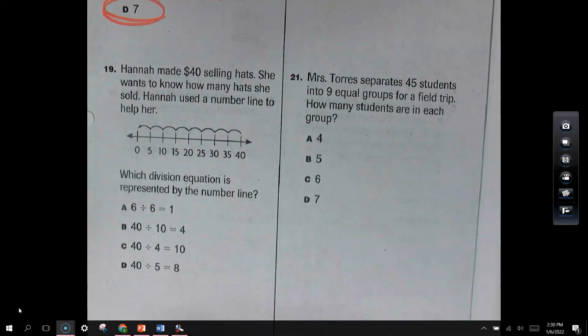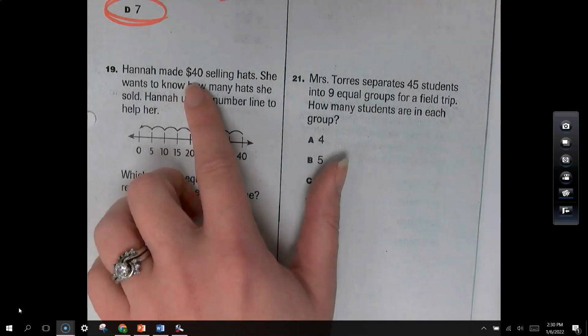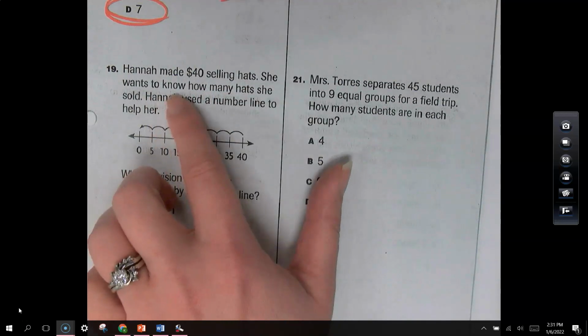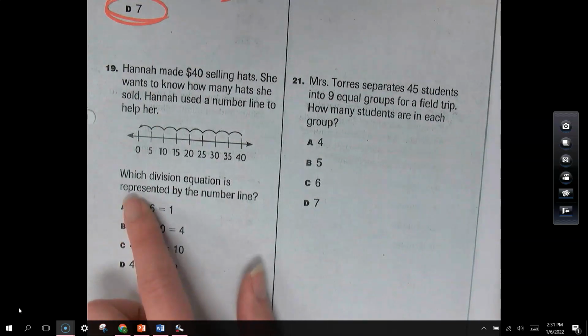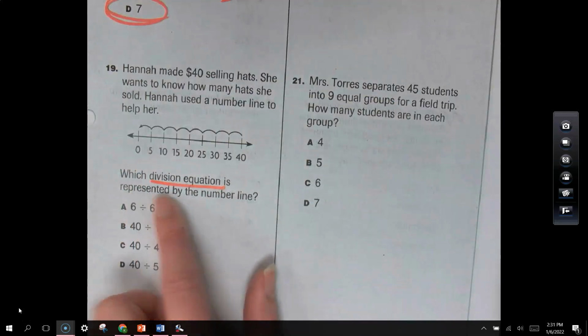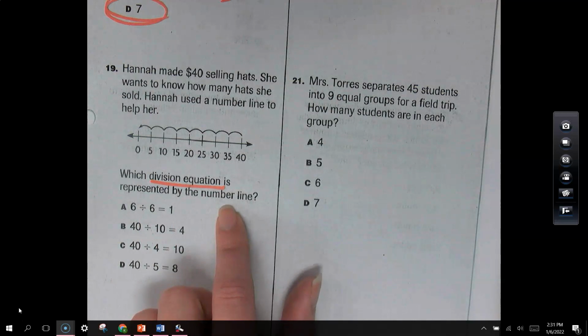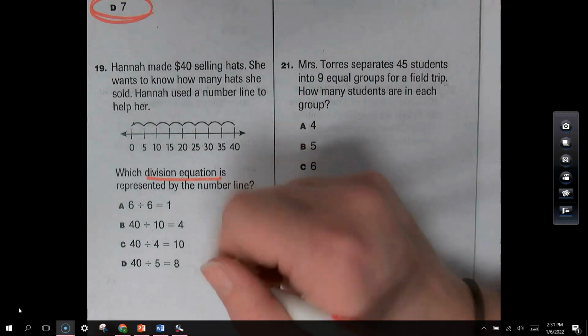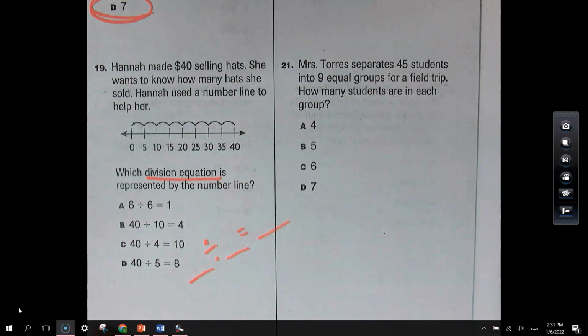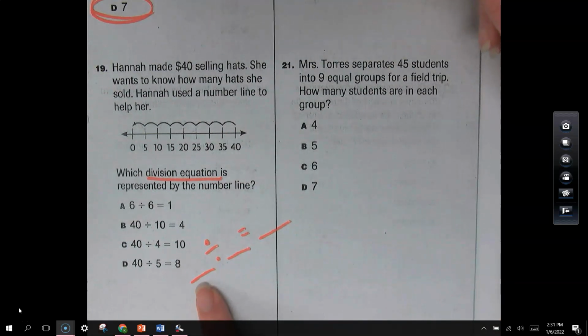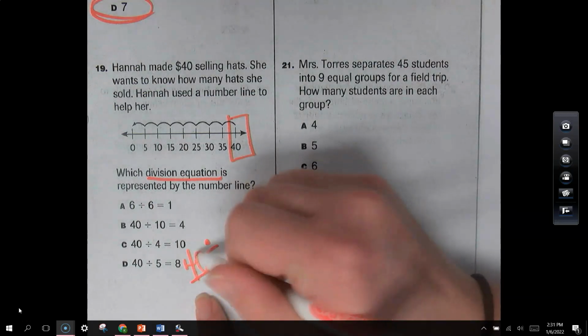All right. Number 19. Hannah made $40 selling hats. She wants to know how many hats she sold. Hannah used a number line to help her. What division equation is represented by the number line? When it says division equation, we say what divided by what equals what? What would be your dividend? Your dividend is always the biggest number. The biggest number is 40. So it's 40 divided by what?